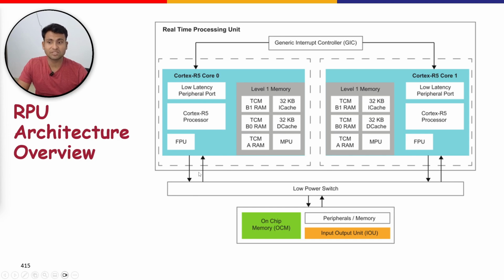So there is a connection between the R5 processor cores and the low power switch which you see here. This low power switch is further connected to on-chip memory and the input and output unit, and this connectivity allows the RPU, the IOU and the OCM to operate together while the Zynq MPSoC device is in low power mode. As we'll discuss further, the FPGA, in order to save its power, can operate either in low power domain or in full power domain. So as the RPU is part of the low power domain, it is entirely and fully operational when the Zynq MPSoC is in low power mode.